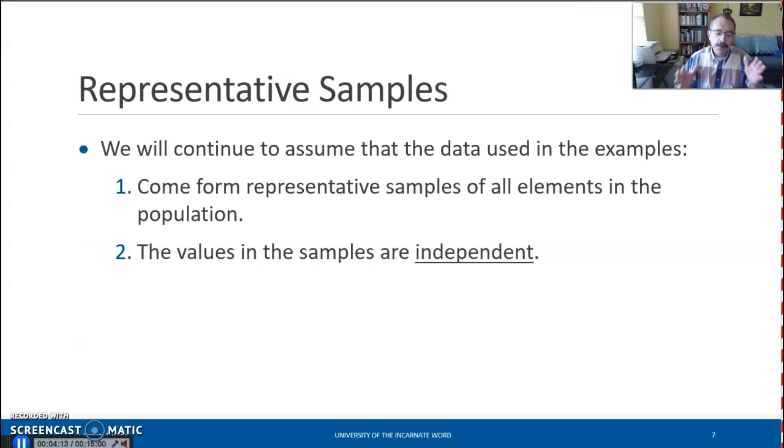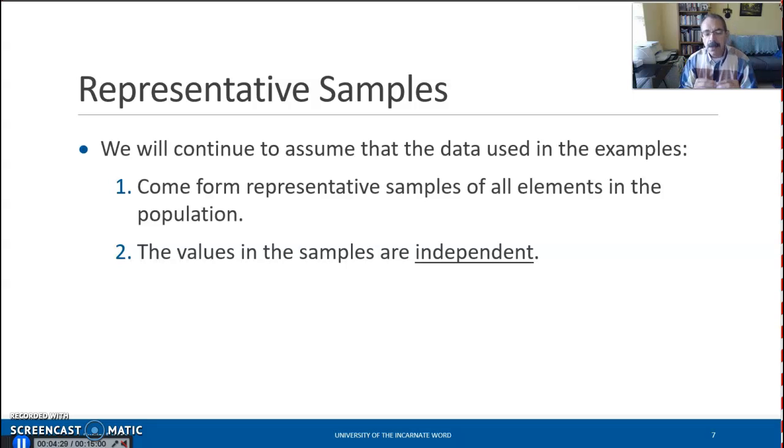Because of that, we keep on making the same assumption that the data presented in each of these examples does come from a representative sample of all elements in the populations, and that the values in the samples are independent. We're making that assumption.